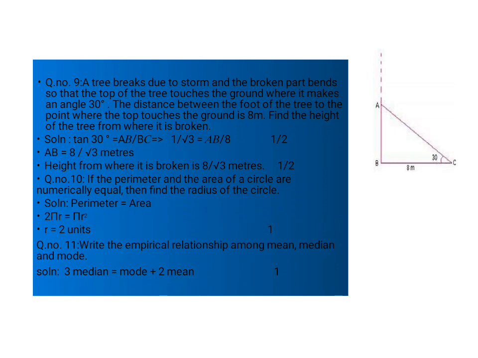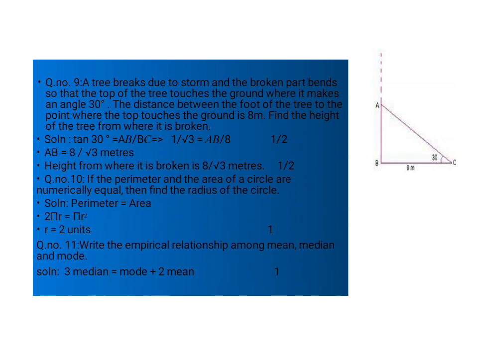Question number 9. A tree breaks due to storm and the broken part bends so that the top of the tree touches the ground, where it makes an angle of 30 degree. The distance between the foot of the tree to the point where the top touches the ground is 8 meter. Find the length of the tree from where it is broken.